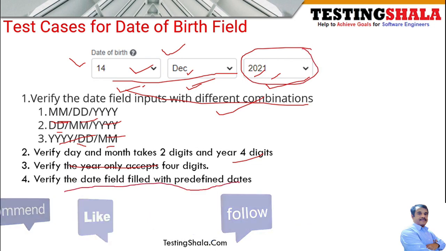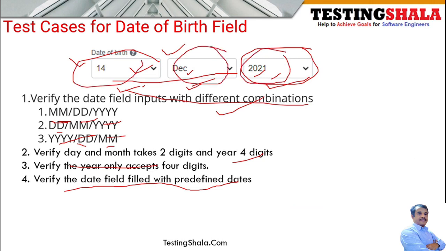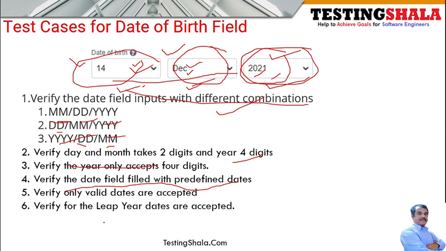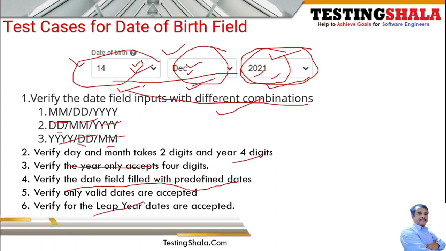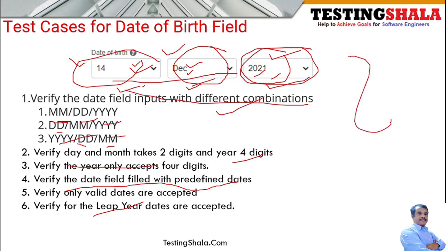Verify the date field with the predefined dates. If you can see, everything is pre-filled here. It should not be empty. And you should also ensure that whenever we try to give dates here, we consider only valid dates. In certain months, we may not have a 31st date, or in February, we may not have a 29th or 30th date. But also test for leap year dates. As I said, leap years come once in 4 years, and only then will February have a 29th date; the 30th and 31st dates won't be there. This is one way of verifying the date of birth field.